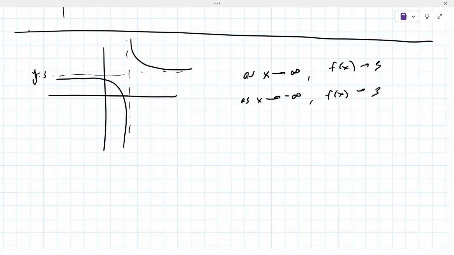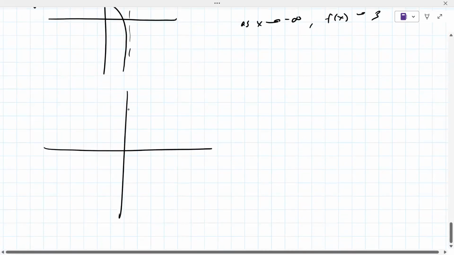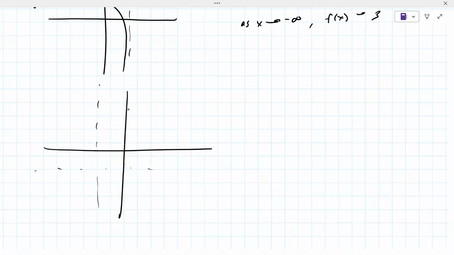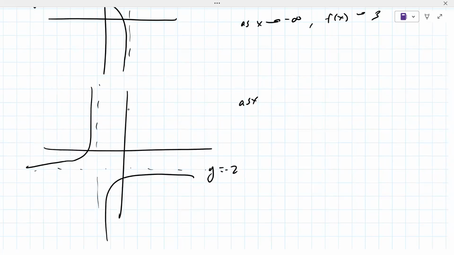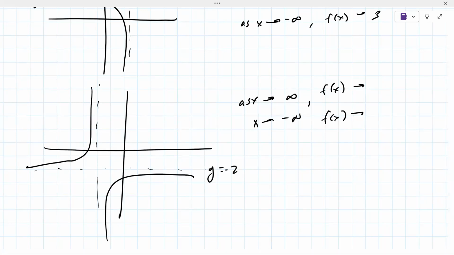Great. It always approaches the same value. That's another important thing. You wouldn't get a situation where it approached two different values. But if it was like this, actually let me flip quadrants here. It could be like this and like this. This is y equals -2 as x goes to infinity. As x goes to negative infinity, f of x goes to -2. Yeah.